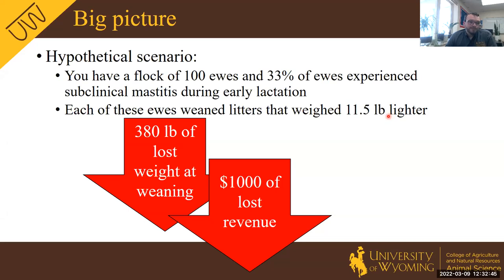So if we consider the market price, if we lost 300 pounds of weight at weaning, that's $1,000 of lost revenue in a small flock of 100 ewes. So hopefully we have lower prevalences of subclinical mastitis, and hopefully these lambs didn't perform as poorly as the lambs that we've observed in our research projects. But regardless, we're losing income, we're losing revenue because of subclinical mastitis.